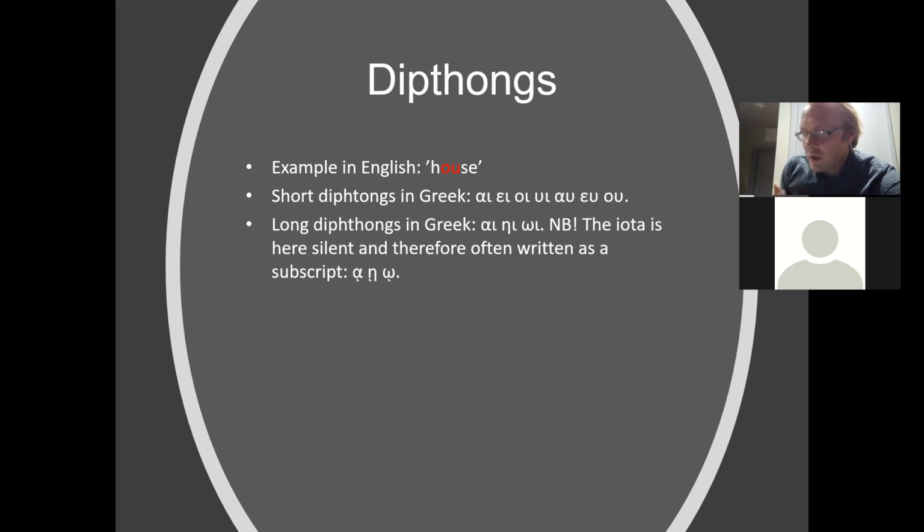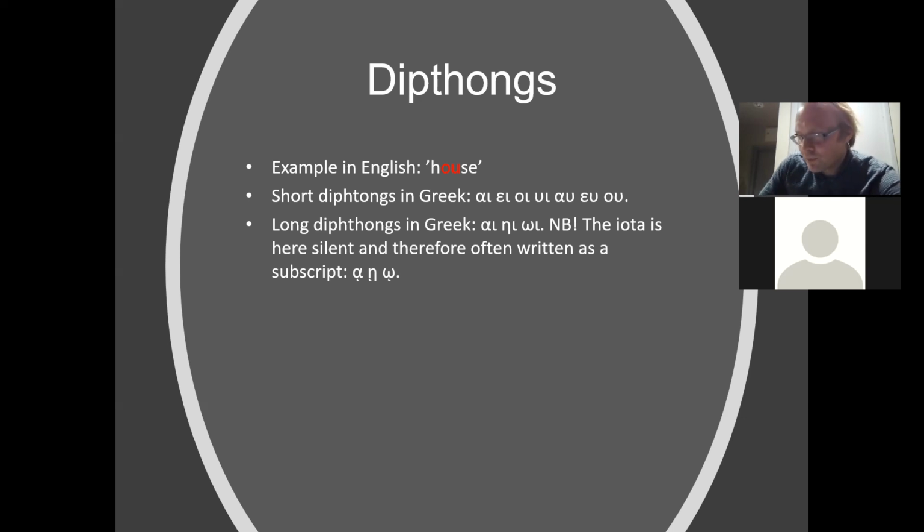In Greek as well, diphthongs are expressed by writing a sequence with two different vowels. There are short diphthongs and long diphthongs. The following are possible short diphthongs in Greek. These are pronounced as follows: I, a, oi, ui, au, eu, and u. The long diphthongs exist in the following combinations: an alpha followed by an iota, an eta with an iota, and an omega with an iota.